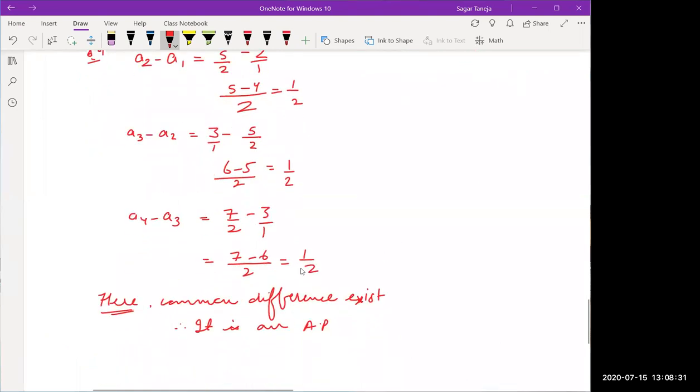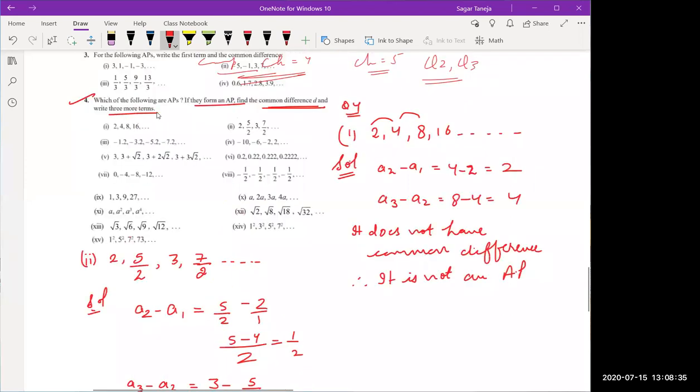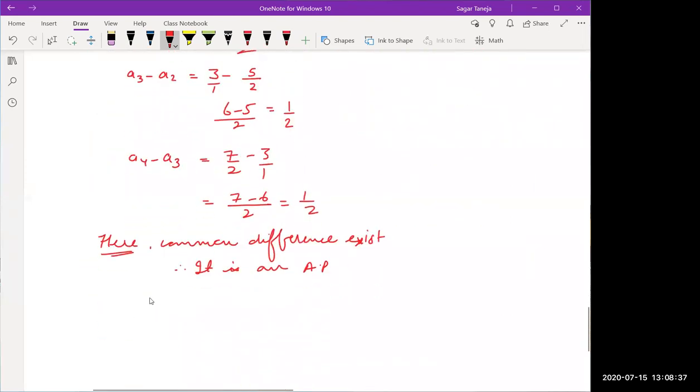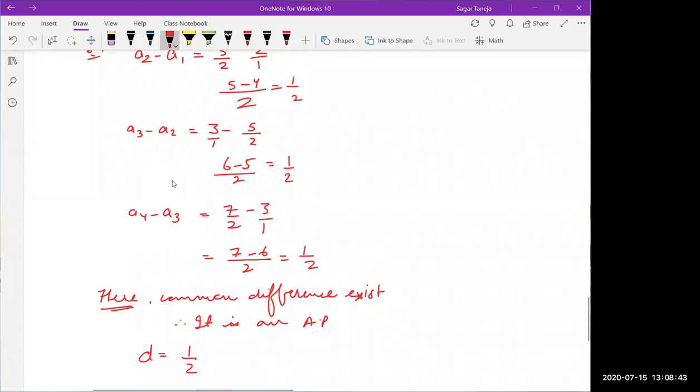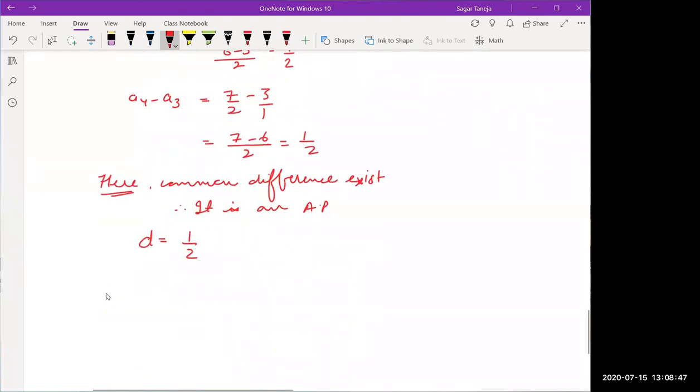If it is an AP, then what do we have to find? We have to find the common difference and 3 more terms. So the common difference is this only, 1 by 2. So you can write here that the common difference is 1 by 2, and the next 3 terms we need to find. Till A4 it is given, the 4th term is given, we have to find the 5th term. So how to find the 5th term? Yesterday I told you, the 4th term plus the common difference.